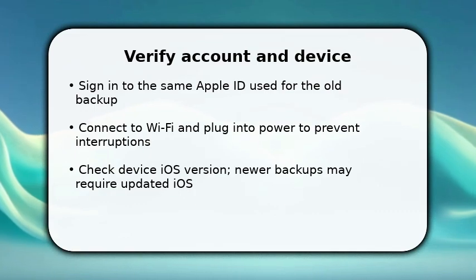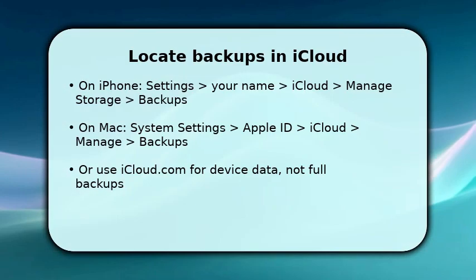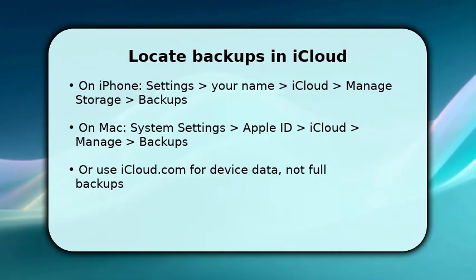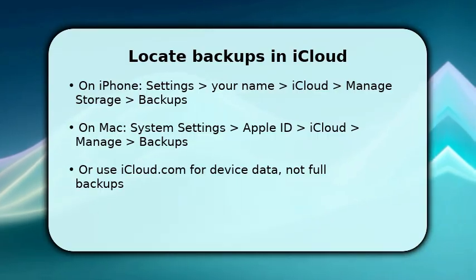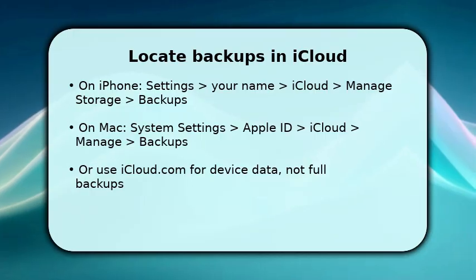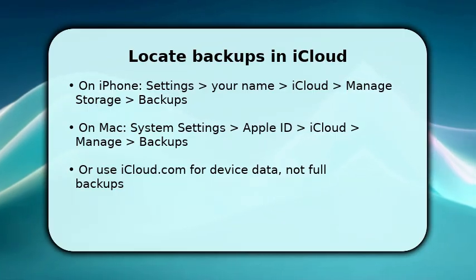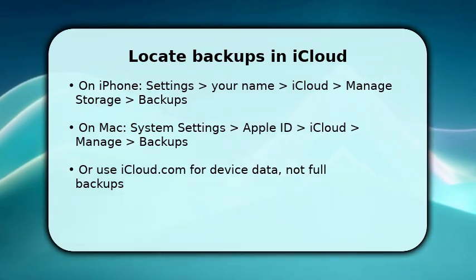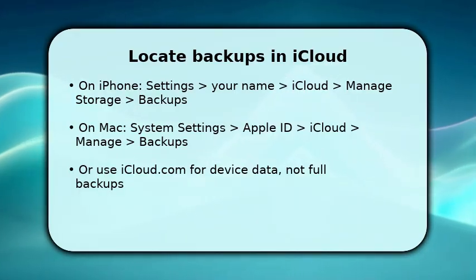You now find the actual backup list. On an iPhone or iPad, go to Settings, tap your name, then iCloud, then Manage Storage and Backups to view dates and device names. On a Mac, open System Settings, click Apple ID, iCloud, then Manage and Backups. Note that iCloud.com shows synced data like photos and contacts but not full device backups, so don't expect to restore from there. Once you see backup timestamps, confirm which backup matches your target device and date.